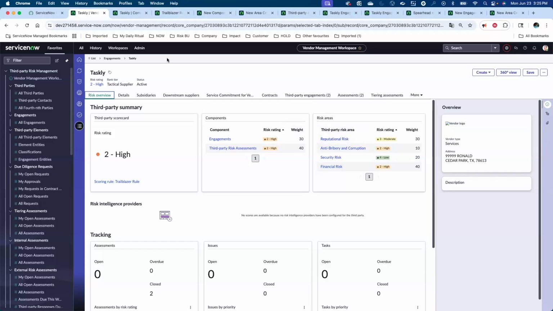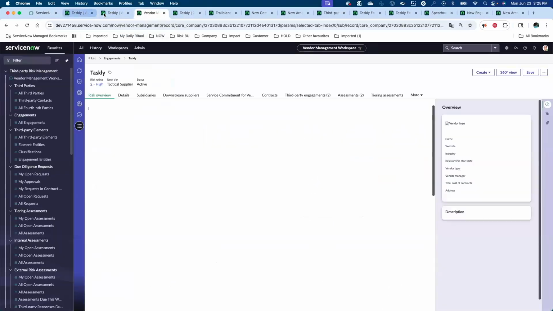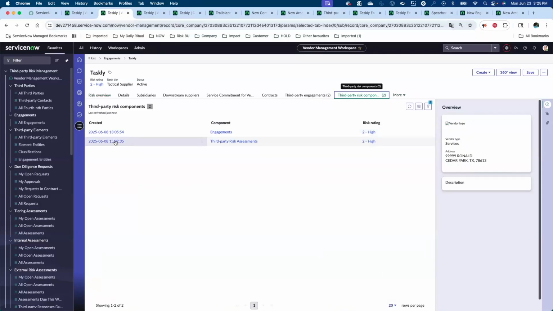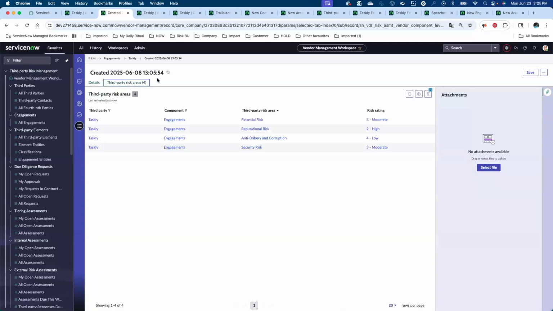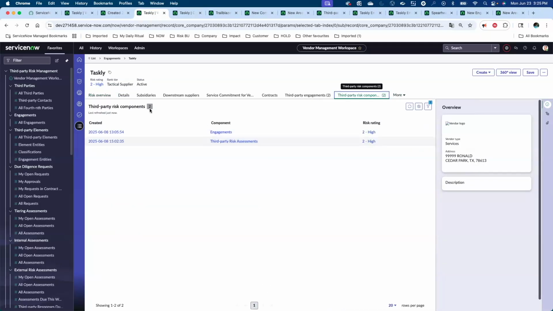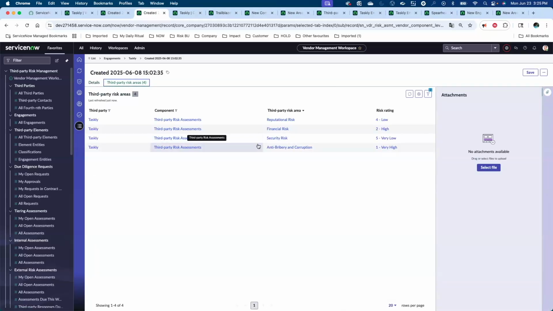Let's look at the risk areas as well. We have to see how this computation has come together. I'm going to duplicate this because I want to pull up the risk areas for individual components. I'm going to navigate to the third-party components. We'll pull up engagements, and then navigate to third-party risk areas. We will again go to third-party components, pull up third-party risk assessments, and go to third-party risk areas.